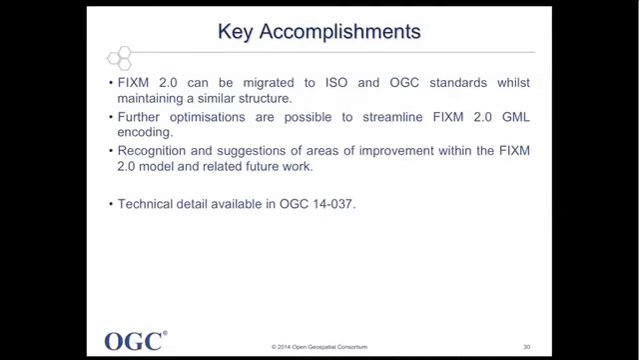So to summarize, what we've shown is that FIXM 2.0 can be migrated to an ISO and OGC standards implementation, whilst maintaining a relatively similar structure to that of FIXM 2.0. And we've tried to maintain this structure as closely as possible throughout the migration process. So we've also recognized that further optimizations are possible to streamline FIXM 2.0 GML encoding, such as the including of XML attributes, and we've also recommended areas of improvement within the FIXM 2.0 model itself and related future work. And full technical detail is available in the engineering report 14037.